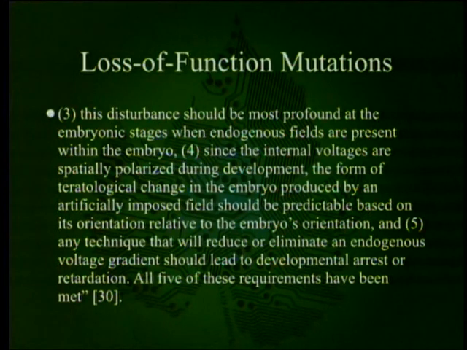Four, since the internal voltages are spatially polarized during development, the form of teratologic change, making the embryo into something strange, produced by an artificially imposed field should be predictable based on its orientation relative to the embryo's orientation. In other words, where you put the electric field should matter to the embryo. And five, any technique that will reduce or eliminate an endogenous voltage gradient should lead to developmental arrest or retardation. And then they go on to say, all five of these requirements have been met.